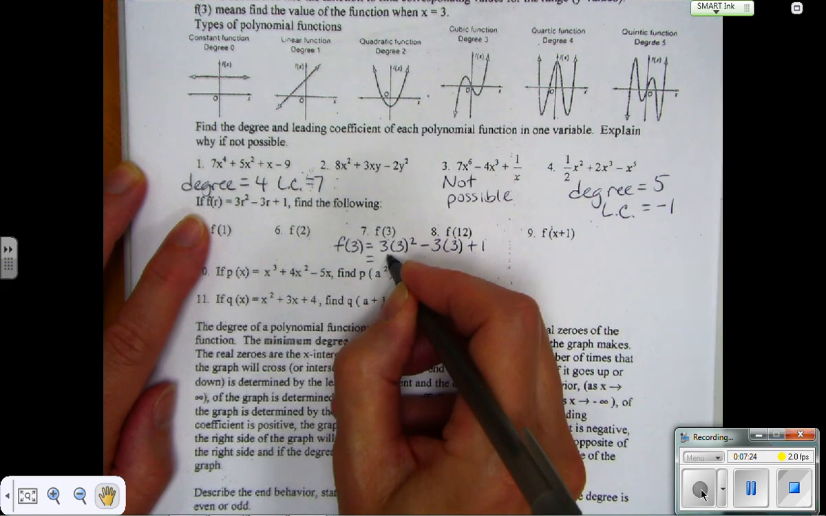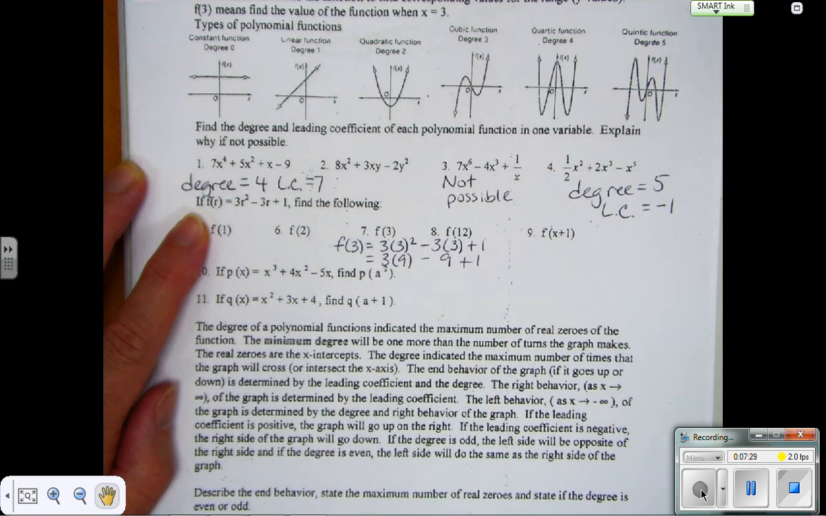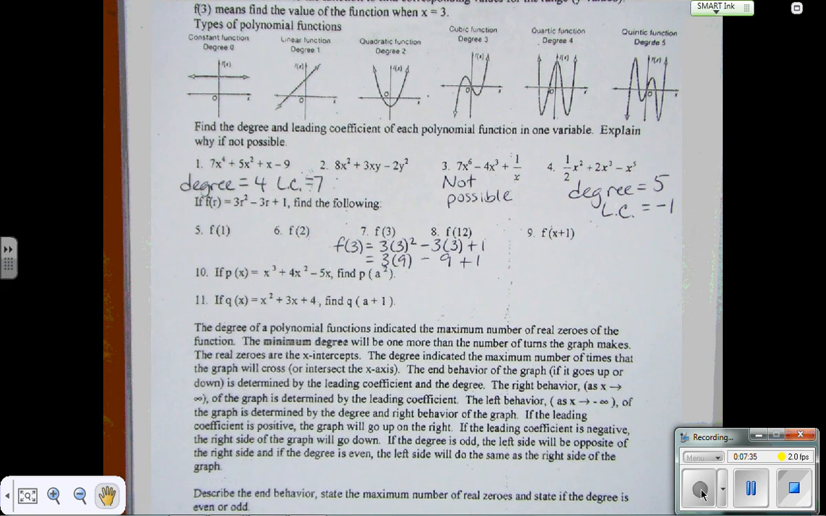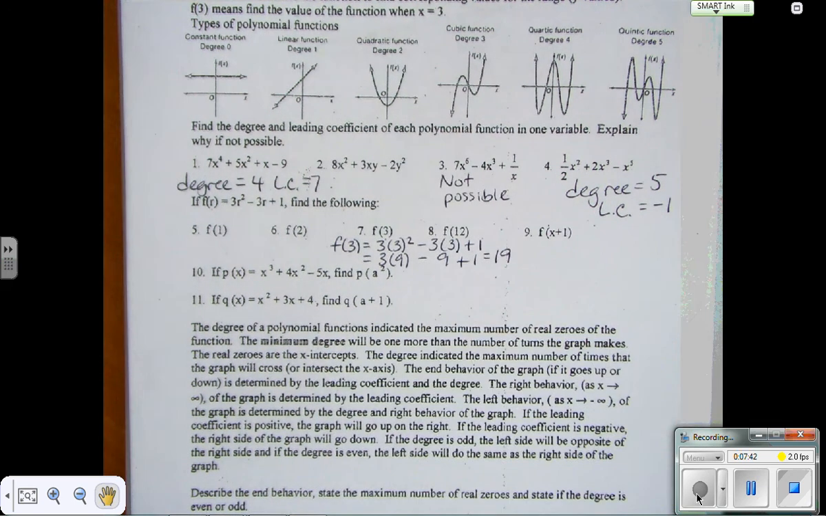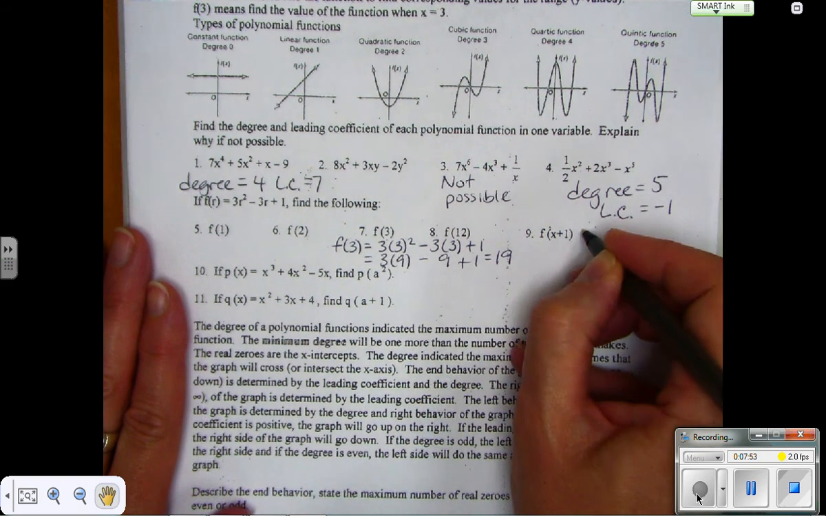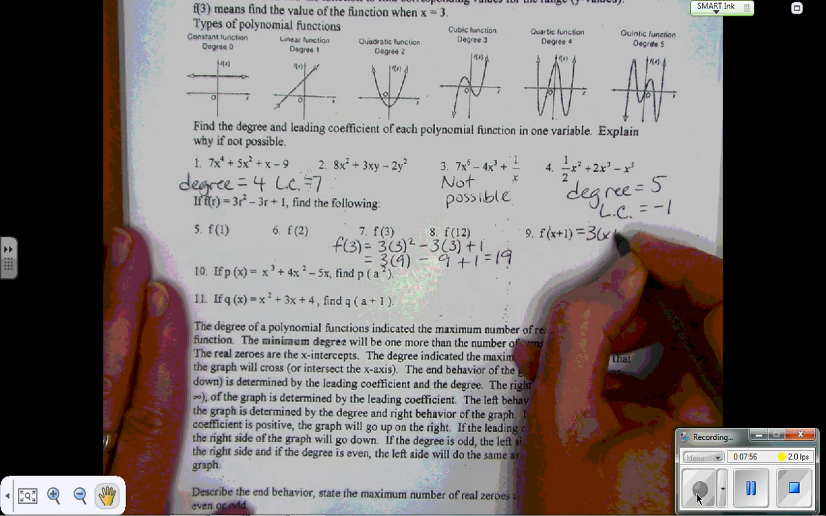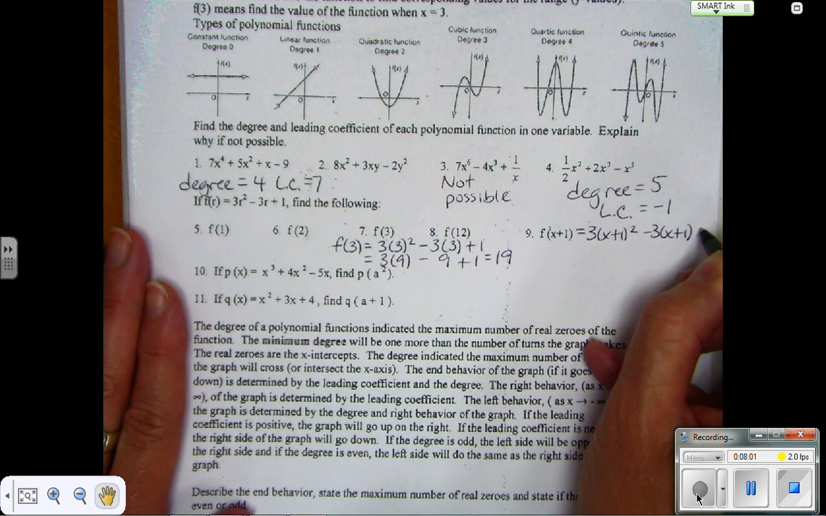Okay, so this is 3 times 9 minus 9 plus 1. 27 minus 9 plus 1, and I'm getting 19. So that's going to be your value. Okay, let's look at number 9, f of x plus 1. So they're wanting us to put x plus a 1 in for every r. Okay, so that's going to look like this. 3 times x plus 1 squared minus 3 times x plus 1 plus 1.